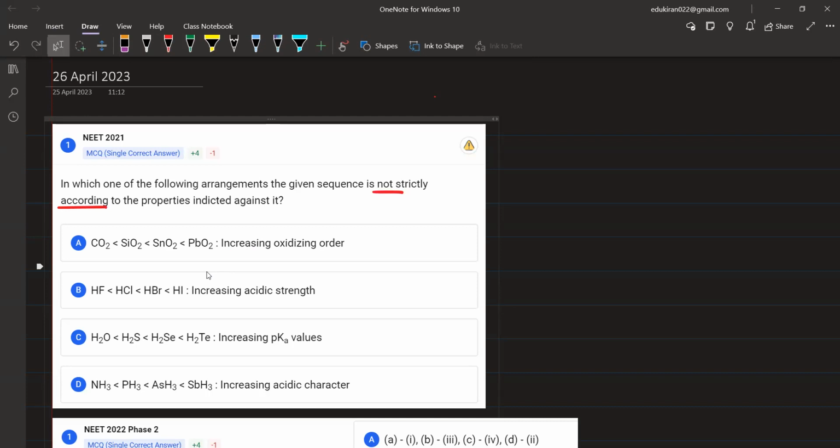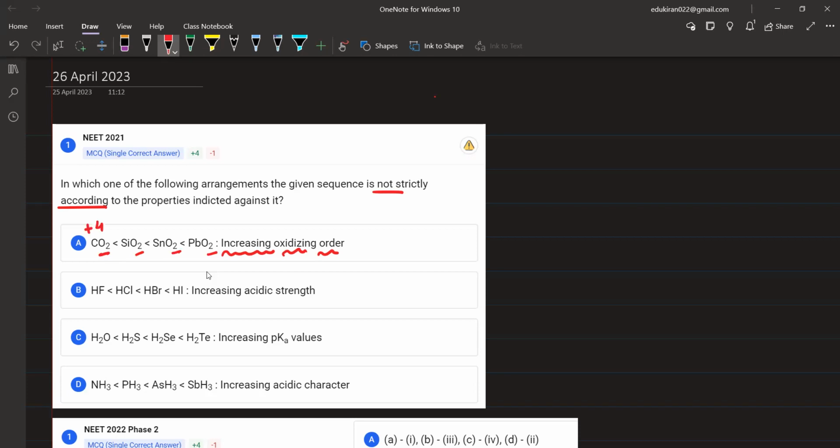Now, first we have the increasing oxidizing order. Whenever you have a comparison, whatever is the same, you do not have to look at it. What you have to see is what is different here. So here we have O2, and because of O2 nothing is going to happen. Let us look at the oxidation state.